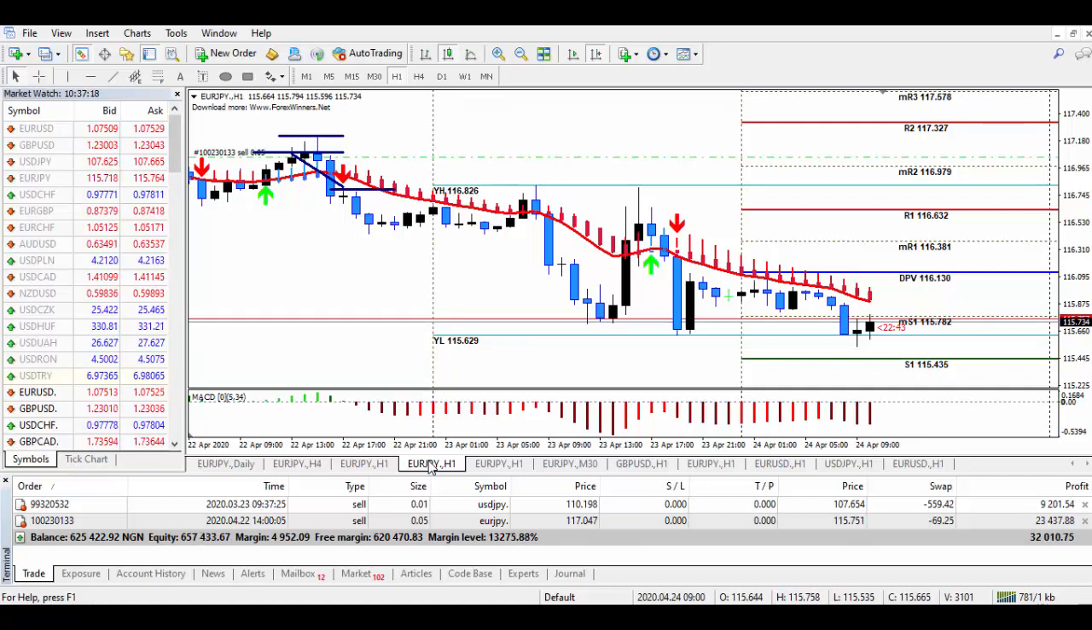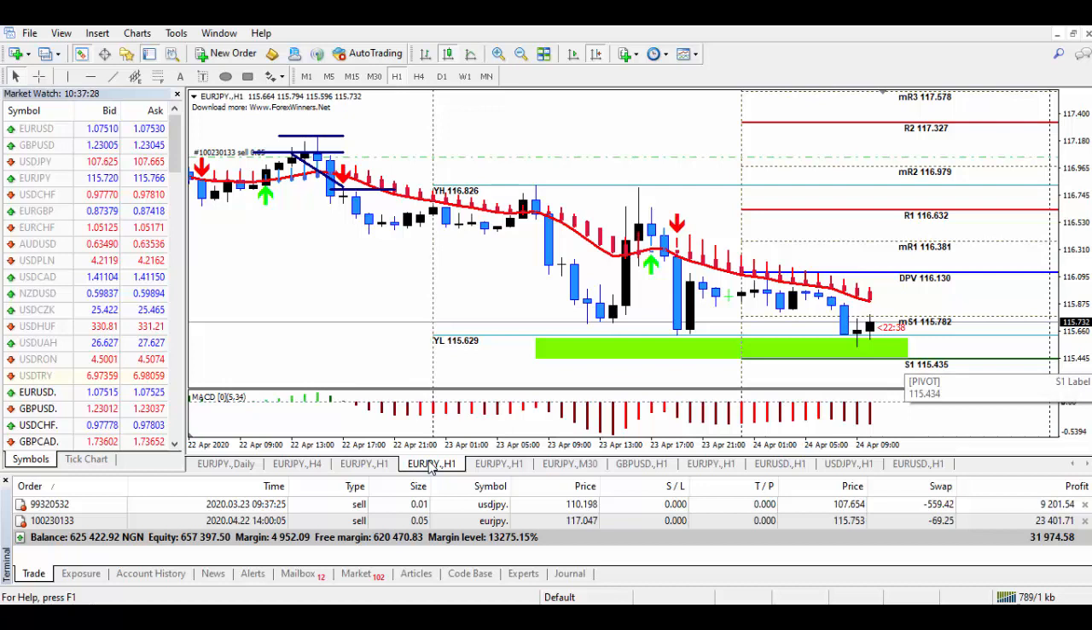This level, let me draw it. This level is a strong level. So this level is a strong level because we have seen this same level on the daily time frame, we have seen it on the 4 hour time frame, and here we are seeing it here again. So we expect it to struggle on this level for some time.